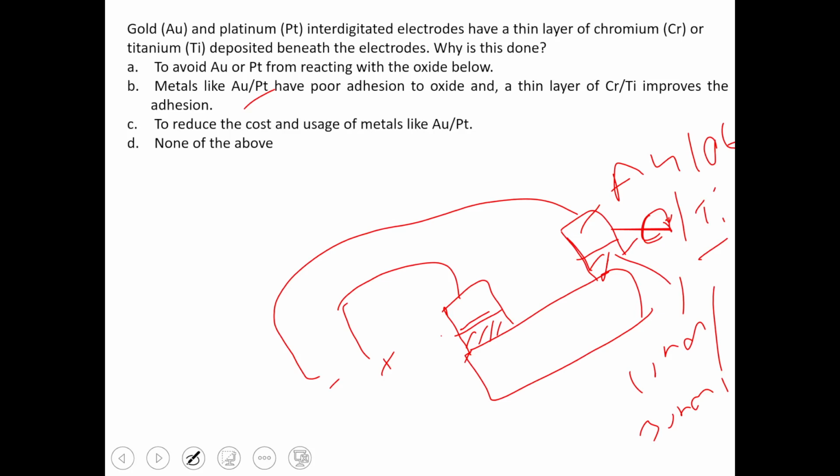Corrosion will form on the device surface, and it will damage the chrome or gold and platinum electrode. So before that we use chrome and titanium. Gold and platinum are actually noble metals, right? Why would corrosion occur?